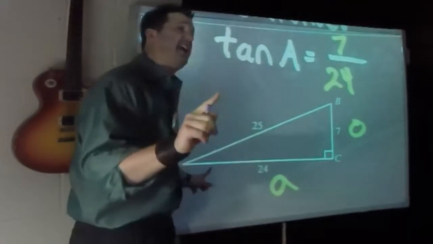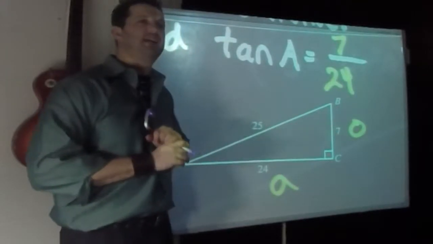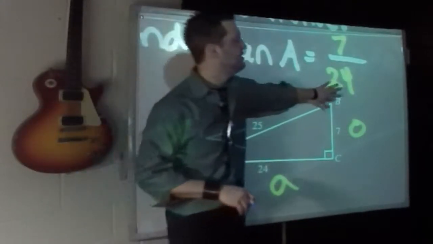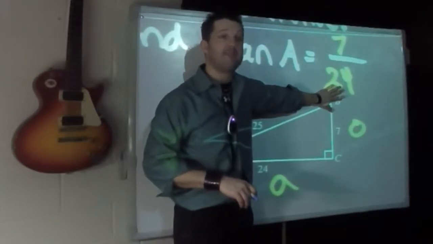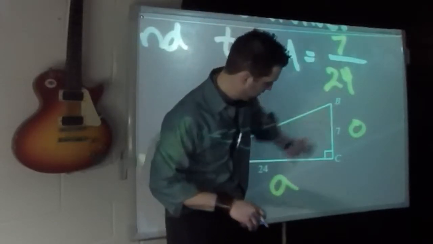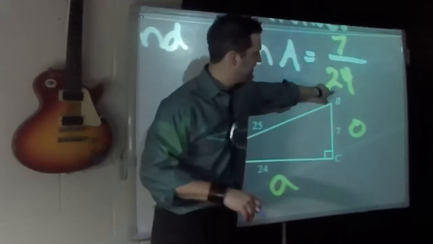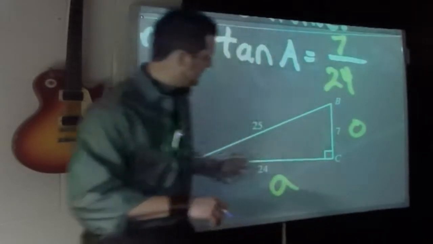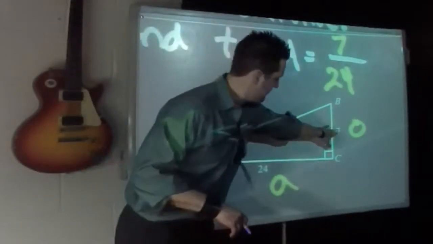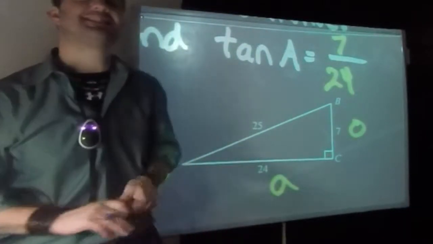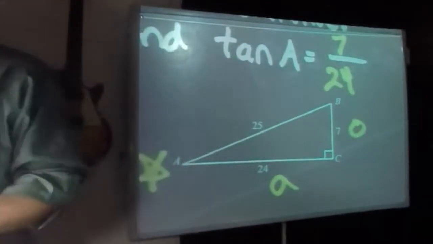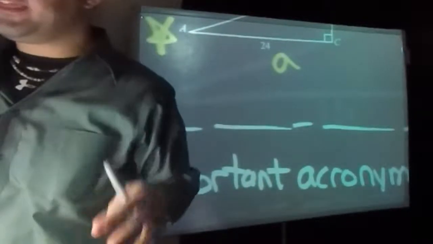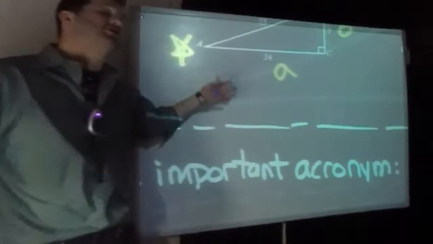That's tangent A. What I didn't put on here is tangent B. Think about what happens if I said tangent B. What would my opposite be for tangent B? 24 over 7. So if it's tangent B, I get 24 over 7. If it's tangent A, I go 7 over 24. Always opposite over adjacent.